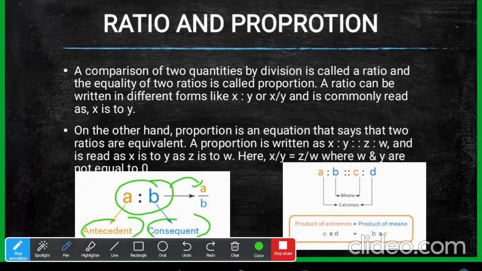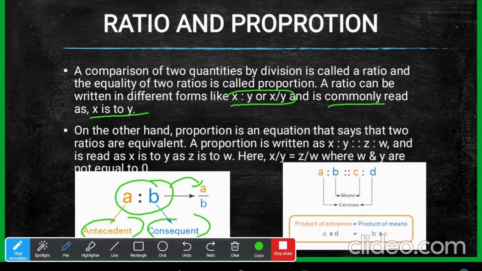The equality of two ratios is called proportion. So what is proportion? What is ratio? The comparison of two quantities of the same unit is ratio, and the comparison of two ratios is called proportion. A ratio can be written in different forms. I want to show you how we can write a ratio. It is commonly written as x is to y. We also read it like this: x is to y. This is known as x ratio y.